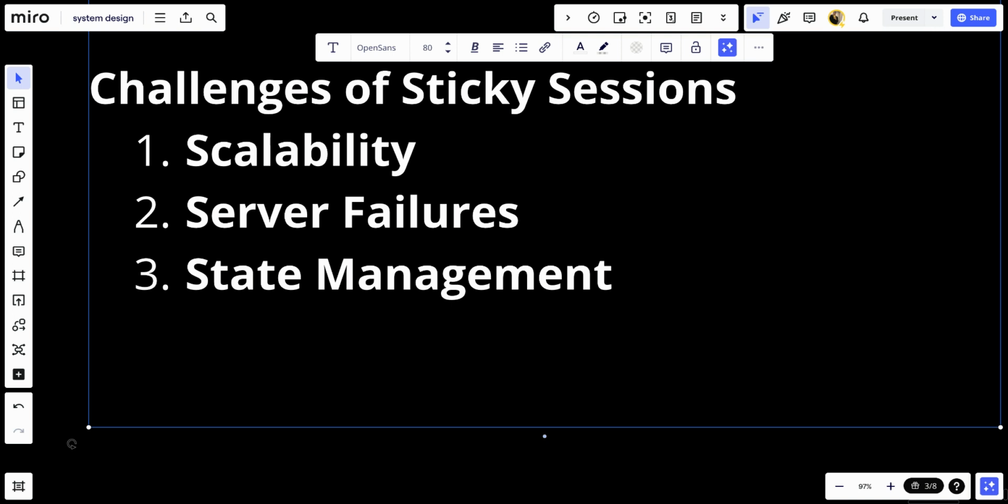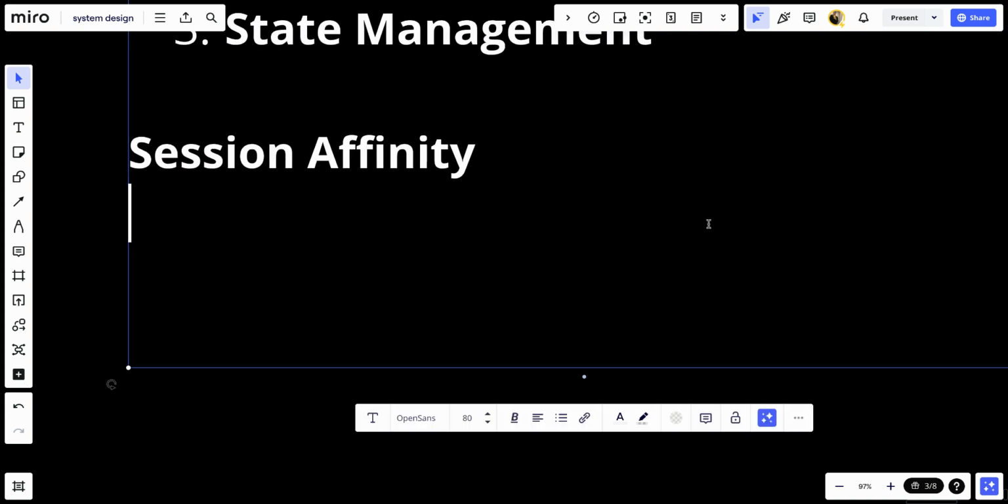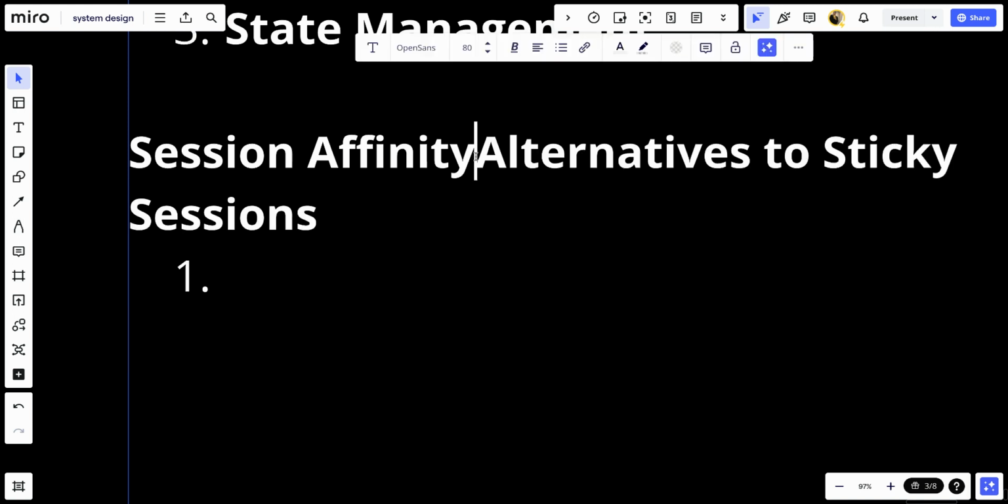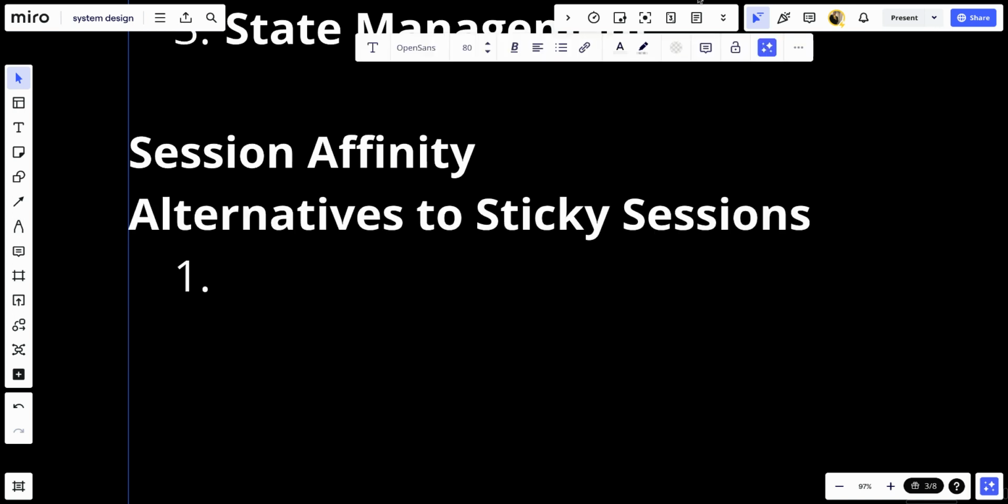Let's talk about session affinity. Session affinity is another term for sticky sessions. It refers to the affinity or stickiness of a user's session to a particular server. The goal is to ensure that all requests from a given session are handled by the same server to maintain session state. Let's talk about some alternatives to sticky sessions.